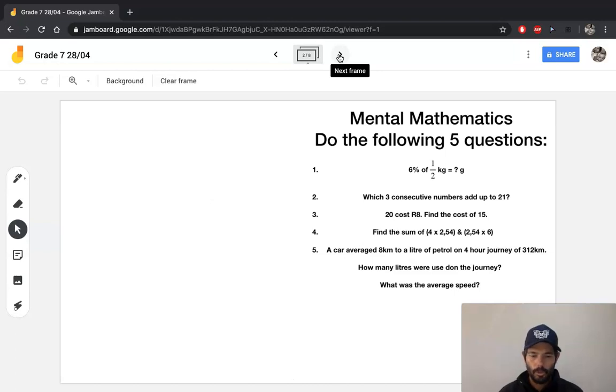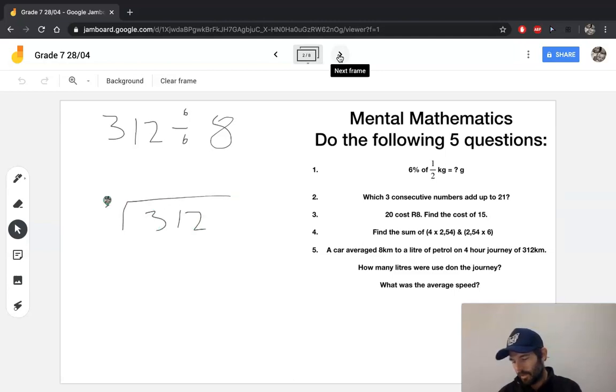So the first thing I'm going to do is I'm going to work out if it's 8 kilometers to 1 liter, how many liters is it to 312 kilometers? So I'm going to say 312 divided by 8. Okay, so how many groups of 8 go into 312? That will tell me how many liters are left. Now, some of you might have done this like this. 312 divided by 8. Okay, and that's fine if you had. 8 goes into 31 3 times, leaves you with 7, so that's 39.